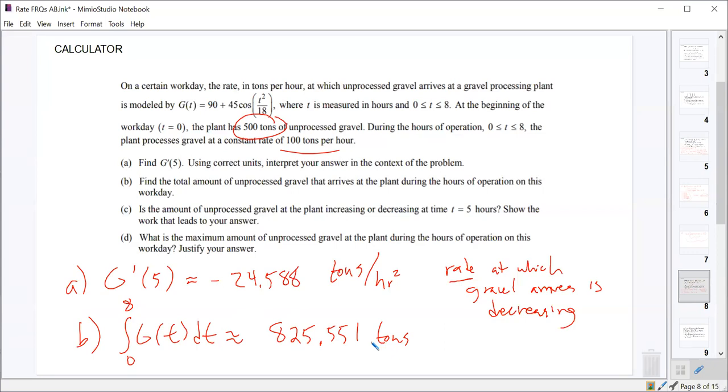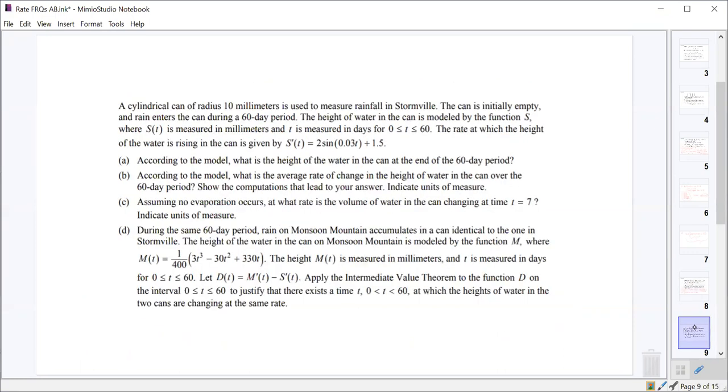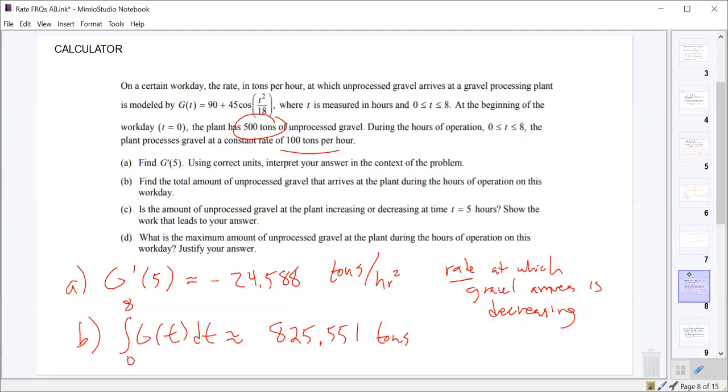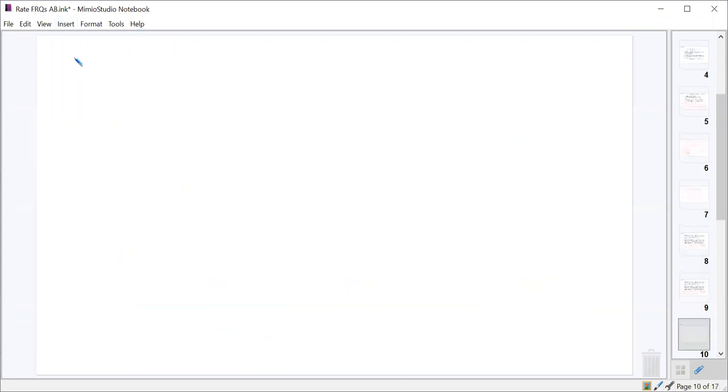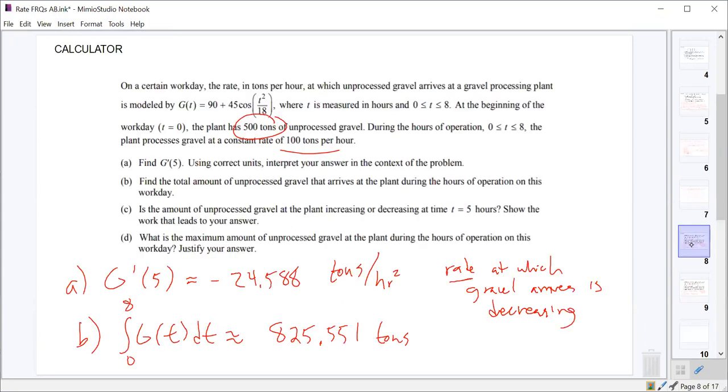Yeah, I mean, they like to do a regular work day for things. I don't know. Sometimes they do 0 to 12. Sometimes they do 0 to 60 when you're measuring rainfall in Stormville. All right. Oh, I just duplicated that page, didn't I? I don't need 2 of those.